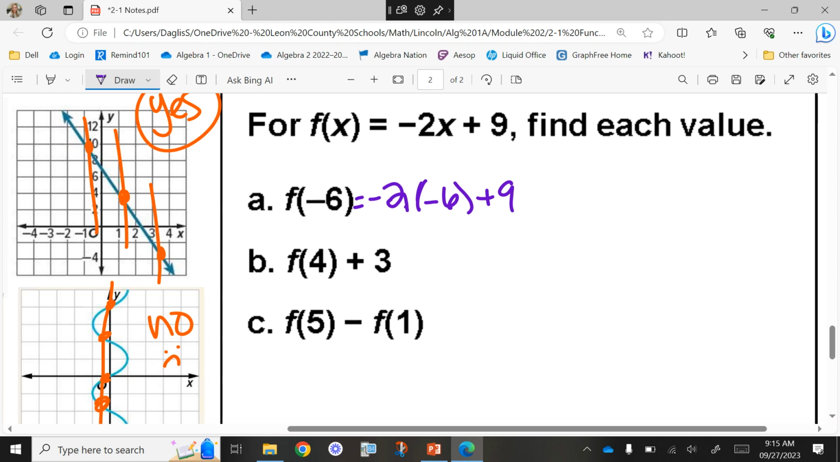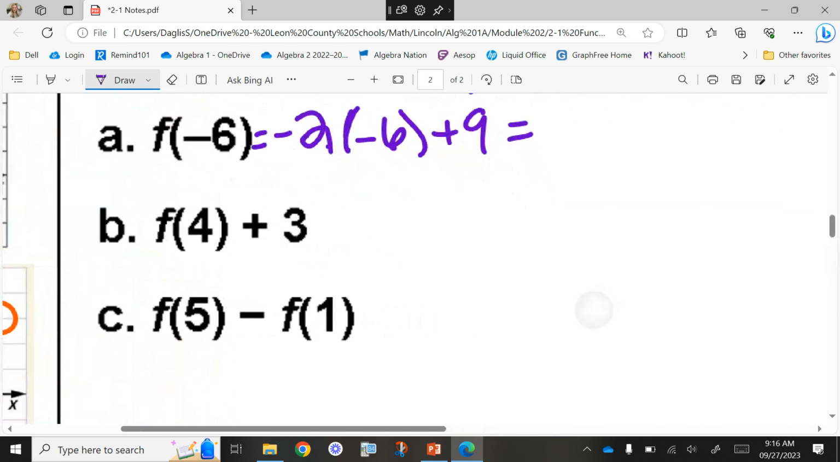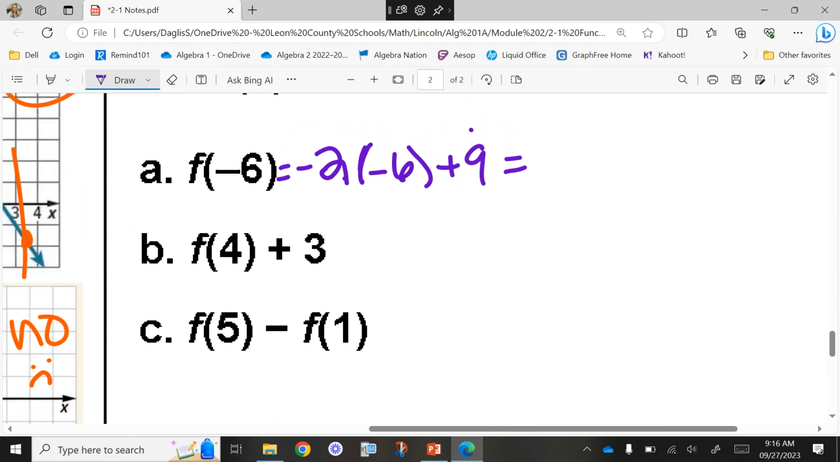So you're literally changing the x to a number. And usually when this happens, you'll notice we always do parentheses around what we're plugging in. What is negative 2 times negative 6? Almost. Positive 12. So that becomes 12 plus 9. I'm doing order of operations now. So I'm multiplying. And then what's 12 plus 9? 21. So when we plug in negative 6 into my function and we evaluate it, we get an output of 21.